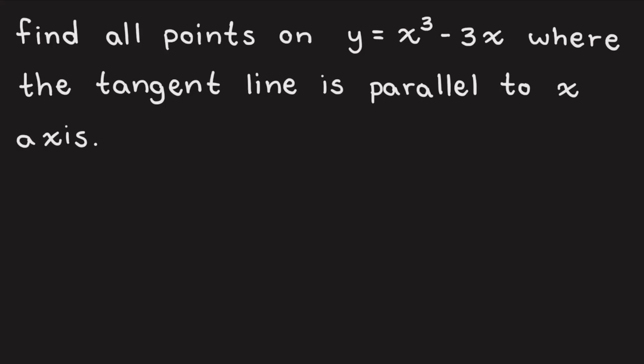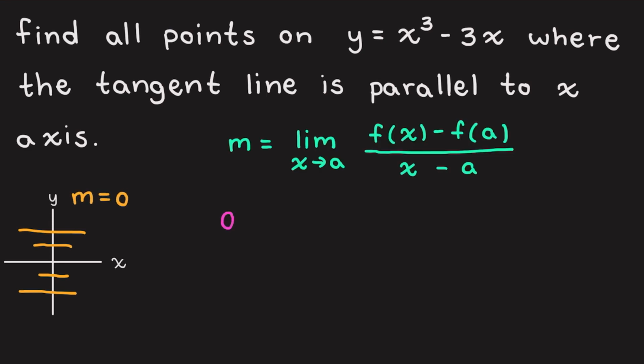Let's do another problem. Find all points on y equals x cubed minus 3x where the tangent line is parallel to the x-axis. Well, first of all, what does it mean if a tangent line is parallel to the x-axis? If I go ahead and draw some lines that are parallel to the x-axis, we can see that the slope of all of these lines is 0 because there's no change in y value. So the slope of our tangent line also has to be 0.